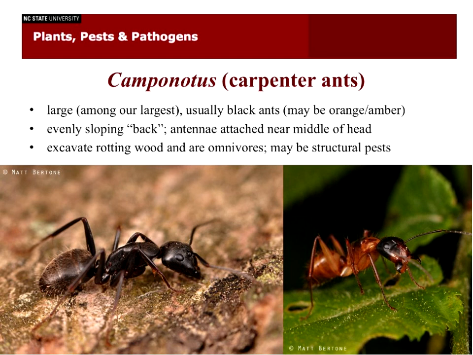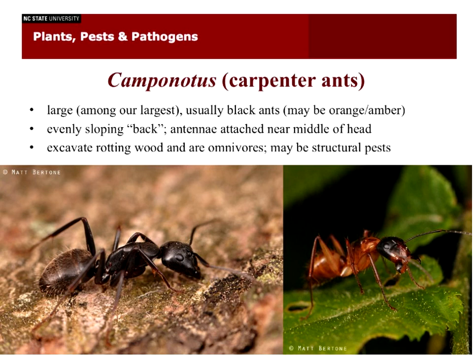Now, these ants make a living by excavating rotting wood, and they don't eat it like termites. They basically just chew it out and live in the wood, and then forage for other things like dead insects, sugary substances, things like that. And of course, because they excavate wood, they can be structural pests. Typical ants like this Camponotus, probably pennsylvanicus, typical carpenter ants look like that.